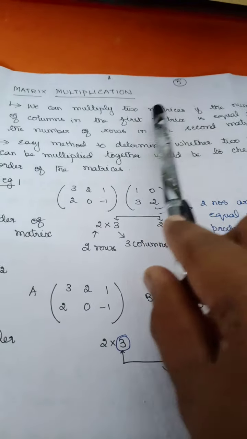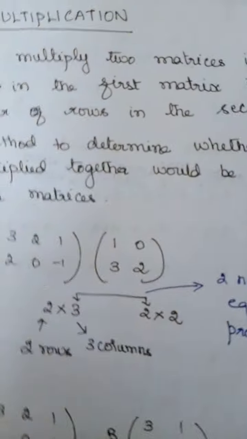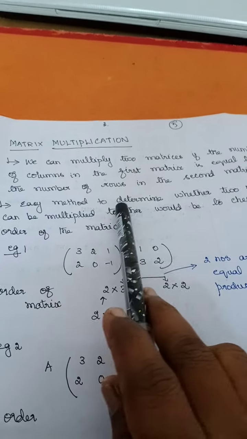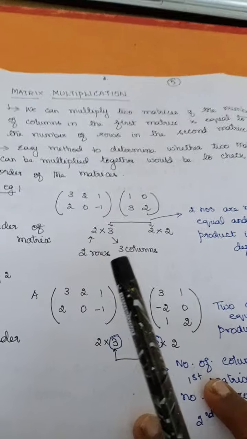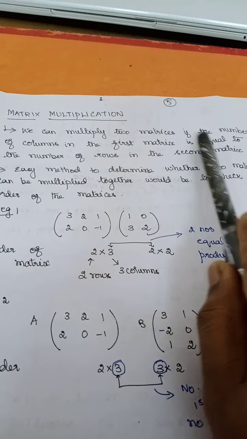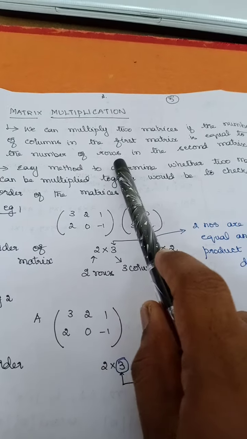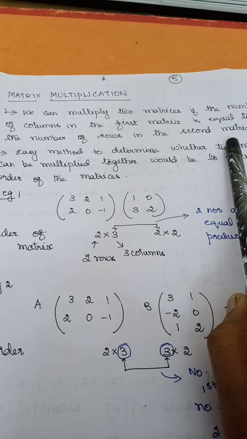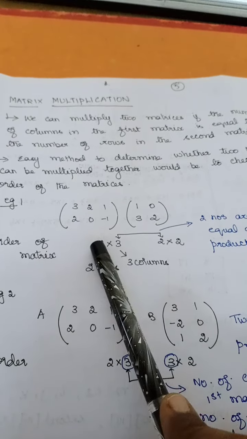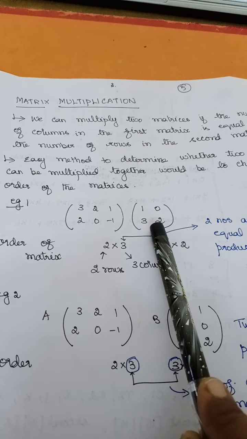We can multiply two matrices if the number of columns in the first matrix is equal to the number of rows in the second matrix, right? I'll repeat it. We can multiply the two matrices if the number of columns in the first matrix is equal to the number of rows in the second matrix. And an easy method to determine this is to write the order. For example, you take this as one matrix and this as another matrix.